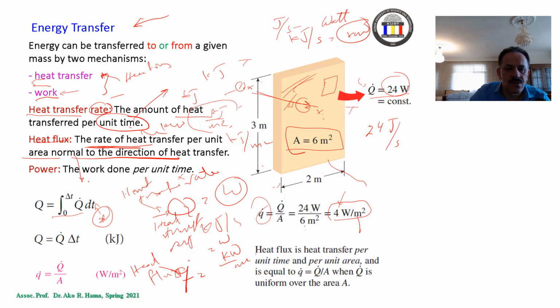The power is the work done per unit time. Now this watt will be done by how much watt hour will be done. So I will simply multiply this Q by delta T to get the watt hour that we have. That's the kilojoule again. And yes, this is the definition of heat flux.